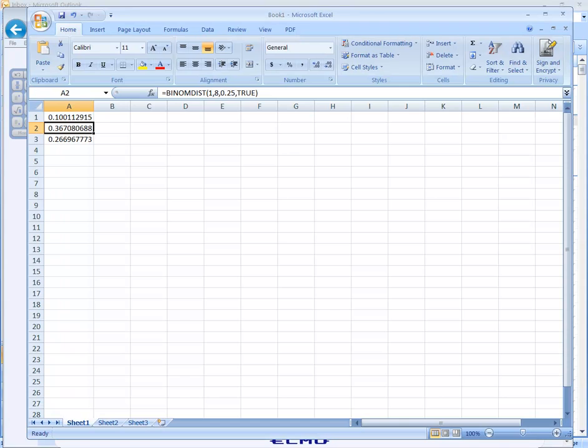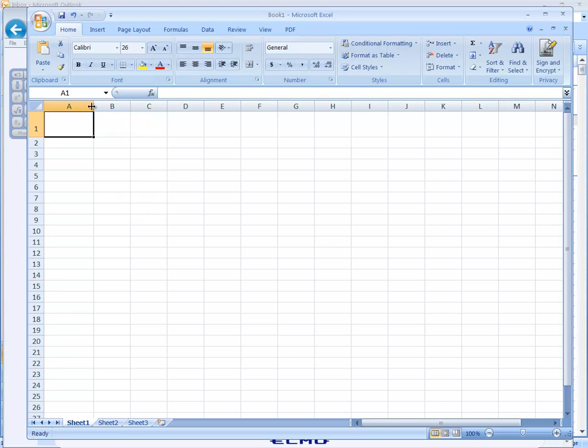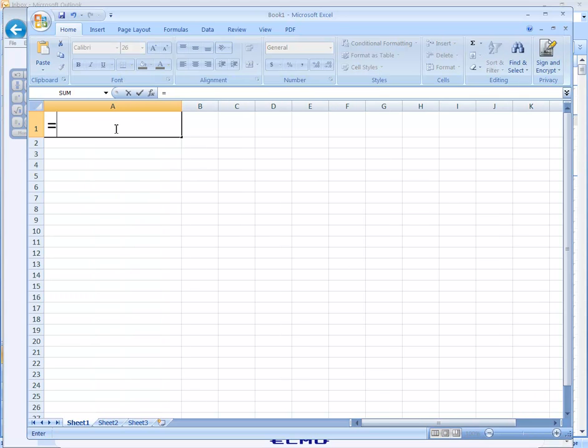The easier way is to go in and use the built-in functions in Excel. So here we can just ask Excel to calculate it for us. We type equals BINOMDIST, which stands for binomial distribution, open parentheses. The number of successes in this case is going to be 0, comma. The number of trials, which in this case was 8. The probability of a success, which is 0.25, comma. And then last I'm going to do false.